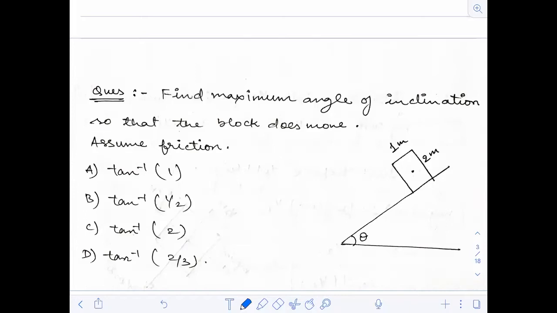Friction you can assume as whatever. B option, 1/2. I got one answer, 1/2 from Jambu Sabha. Okay, anyone else? Anyone else? I got only one answer.